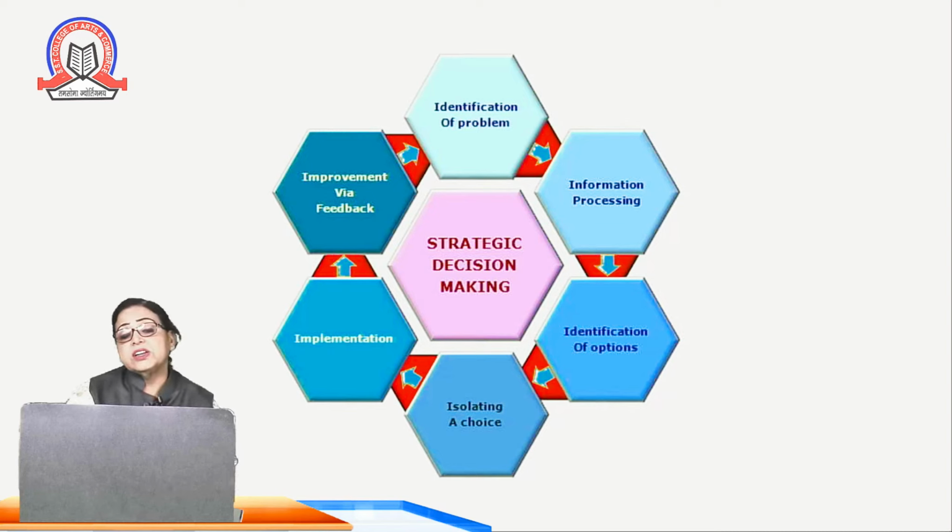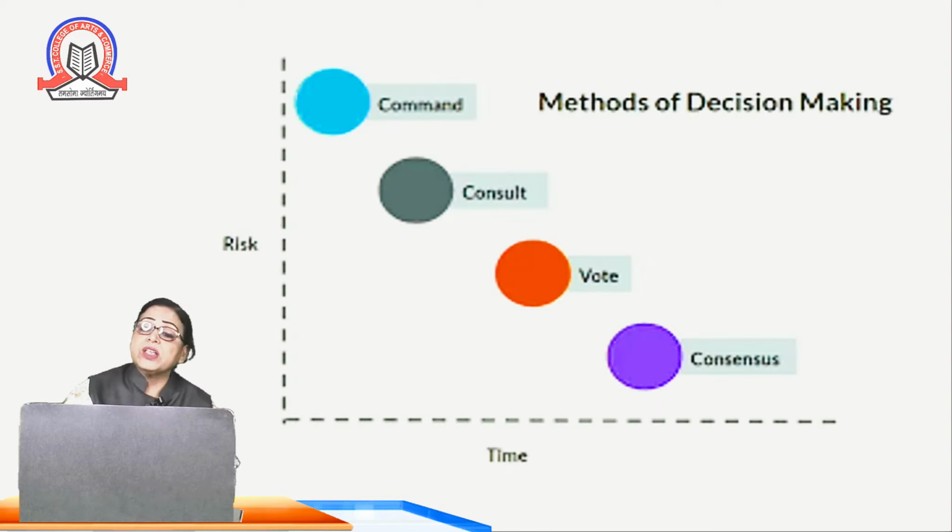Then after selecting, we are immediately supposed to implement that particular idea or choice or alternative to solve the problem. And after that, we are supposed to keep on improving via continuous feedback or evaluation. Evaluation can be self-evaluation, group evaluation, or evaluation with the help of feedback forms, and many more methods are followed in that.